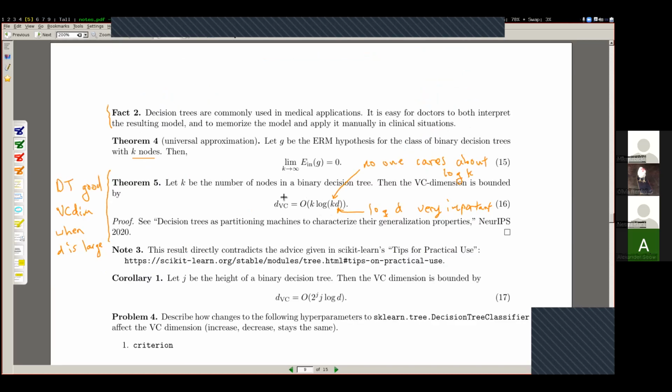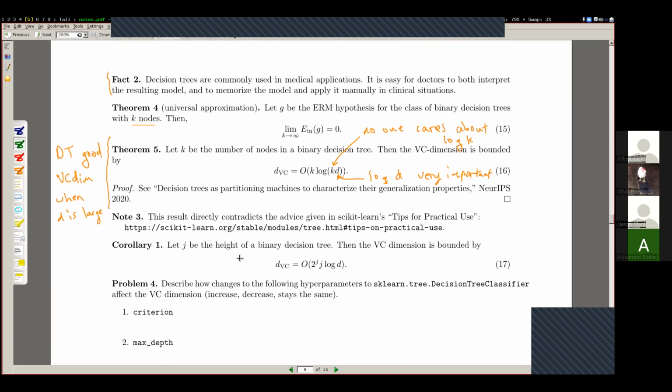An immediate corollary to this statement up here is that if J is the height of a binary decision tree, then your VC dimension is exponential in the height. So this, at first, maybe doesn't seem like too bad of a dependence on K over here, but really people usually talk about the heights of decision trees, and we have an exponential dependence in terms of the height over here. Any questions on that?